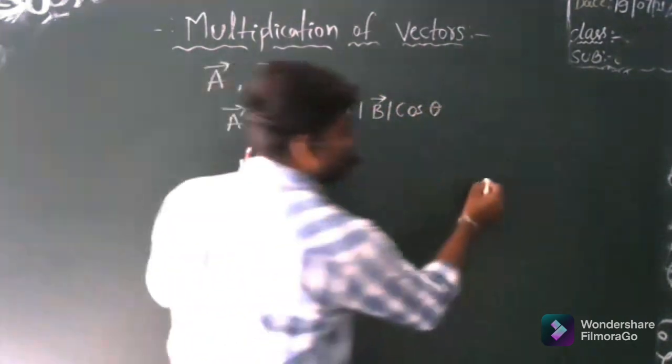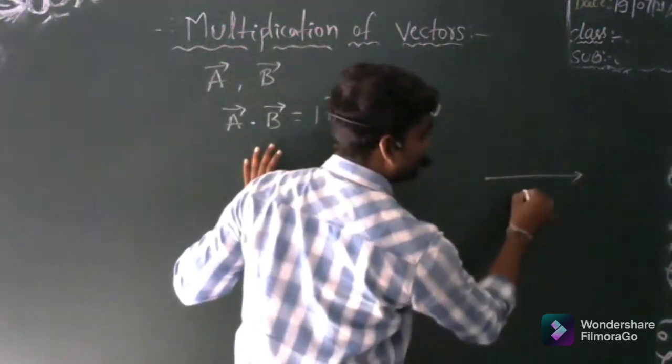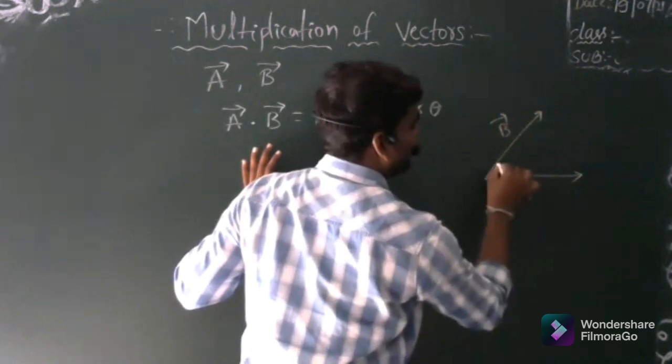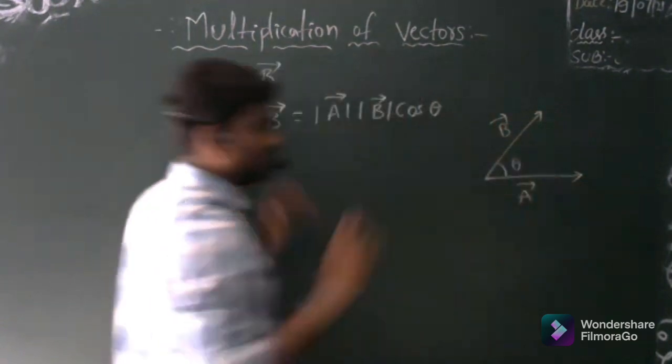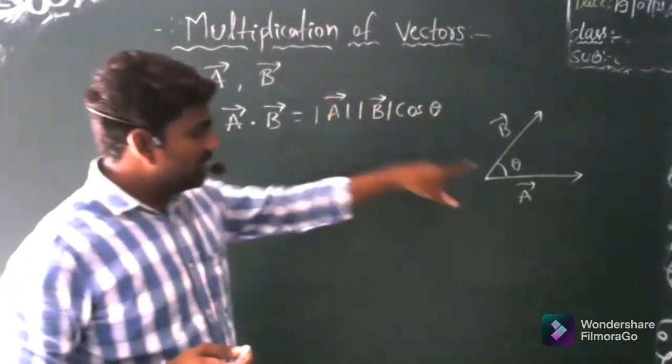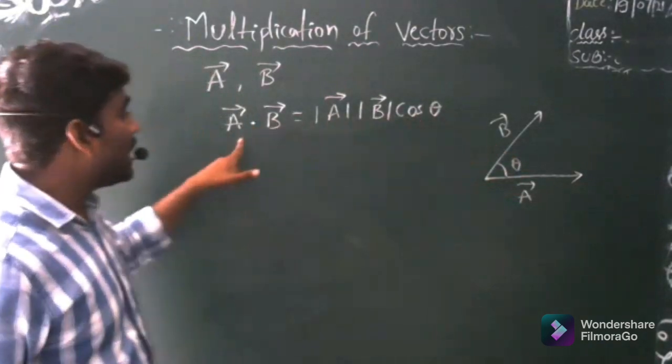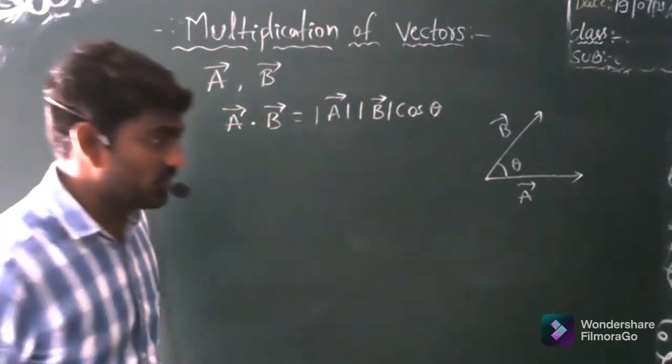Suppose this is vector A and this is vector B, and there is some angle between them. You should also consider that angle, because based upon the angle, the dot product value changes.